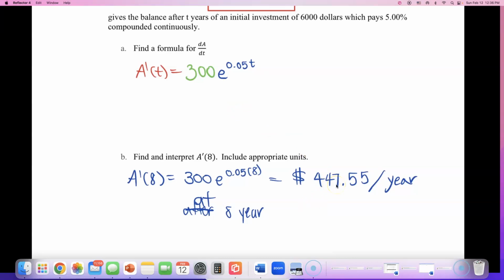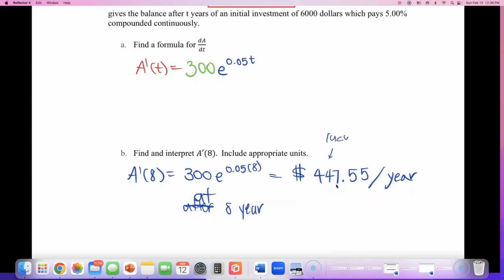That's how fast it is increasing. If it comes out to be negative, then our money is going down, but our money is growing by this amount per year at the 8-year mark, okay? And you know it's going to grow even faster the bigger the balance we have. So in the future, maybe 20 years later, this amount will even be bigger, okay?